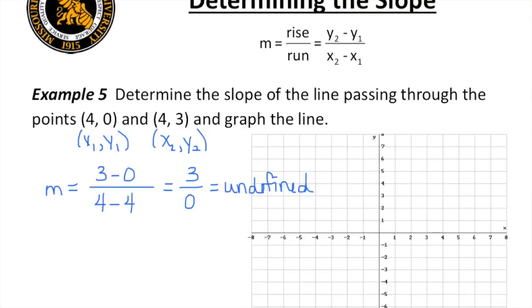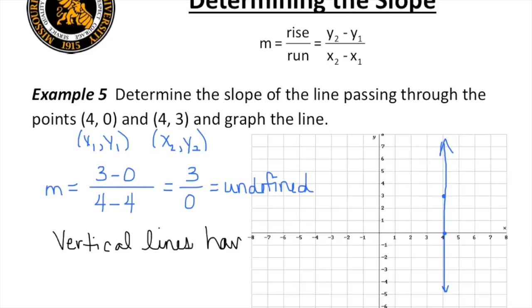Let's graph this line and see what our sketch looks like. So we plot our point 4, 0 and our point 4, 3, and we draw our line that passes through those 2 points, and we see that we have a vertical line. So we have a conclusion here. Vertical lines have undefined slope.